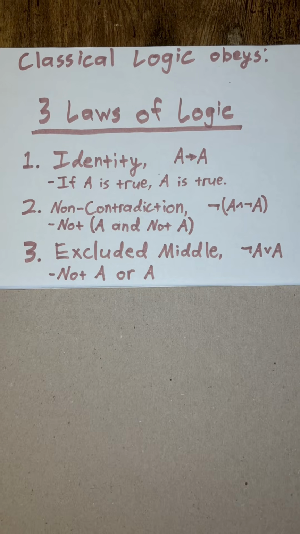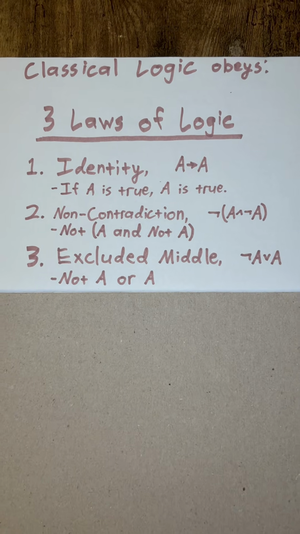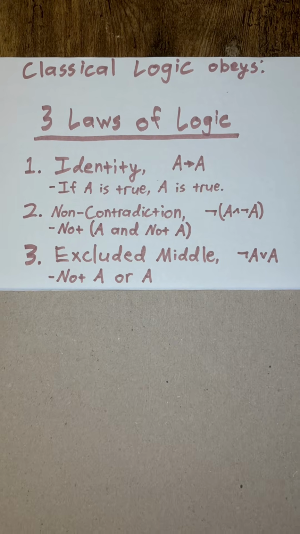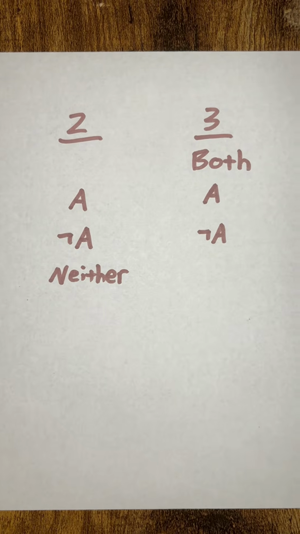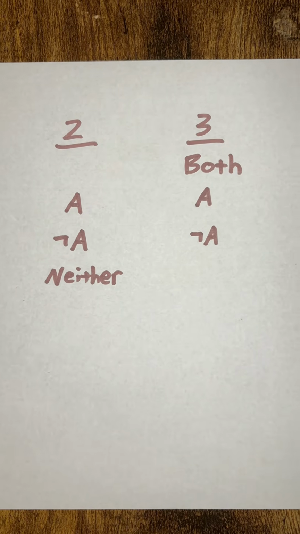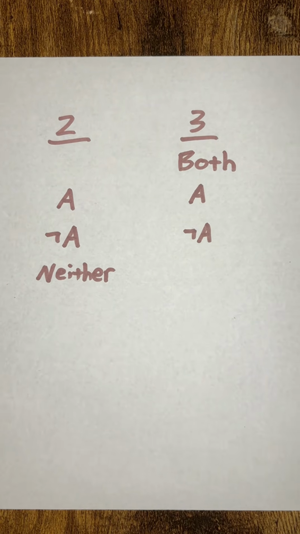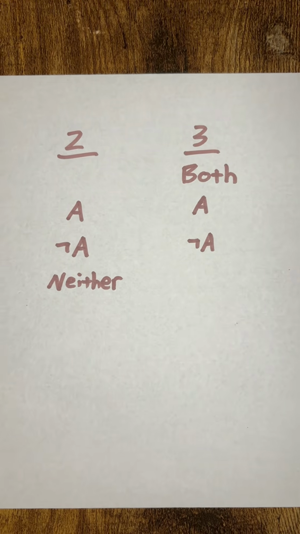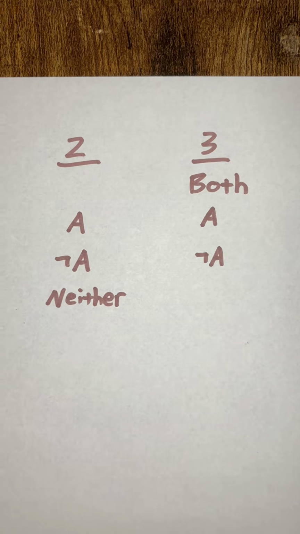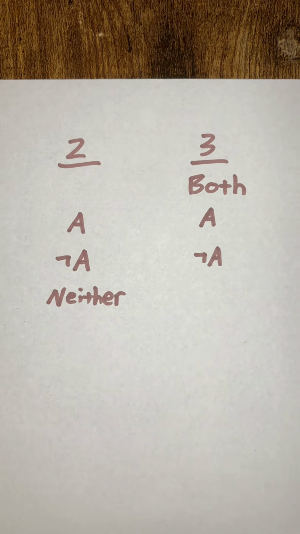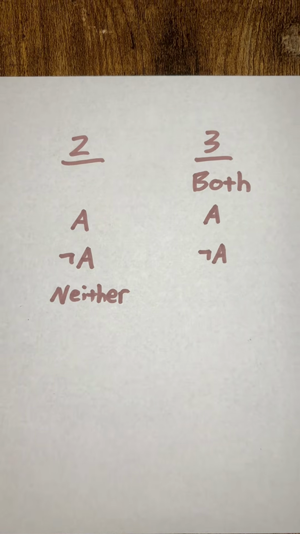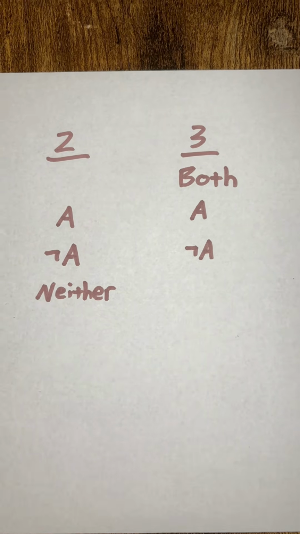However, if you take the word or very literally, then this law by itself allows you to have A and not A. So the second law, non-contradiction, allows you to have that A is true, or you could have that not A is true, or you could have that neither of them are true. So the second law by itself allows you to have a situation where 2 plus 2 equals 4 is false, and 2 plus 2 does not equal 4 is false.